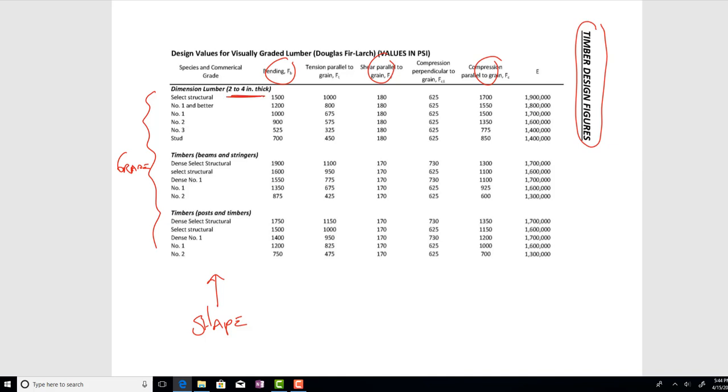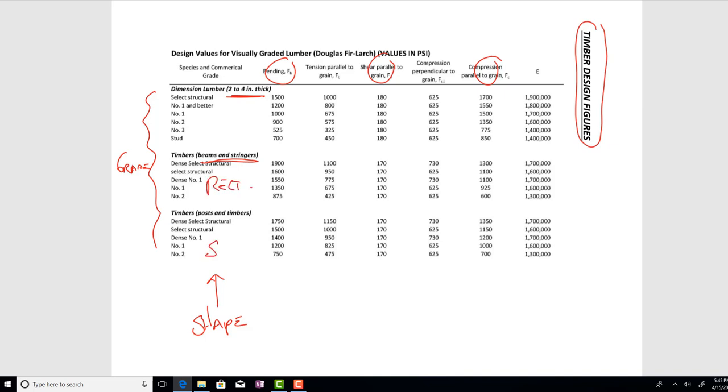Recall that dimension lumber is anything that's 2x, 3x, or 4x, whatever. 2x8, 2x10, 4x8, 4x10. Those are all dimension lumber. If I'm using beams and stringers, those are rectangular. So take the first dimension of 5x and add at least 2 inches, and that makes it rectangular. And so 5x7, 5x8, 6x8, 6x9, etc. Those are beams and stringers because they're rectangular.